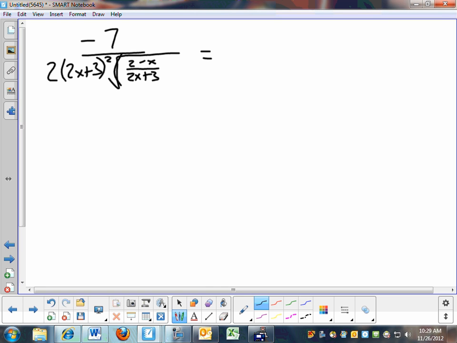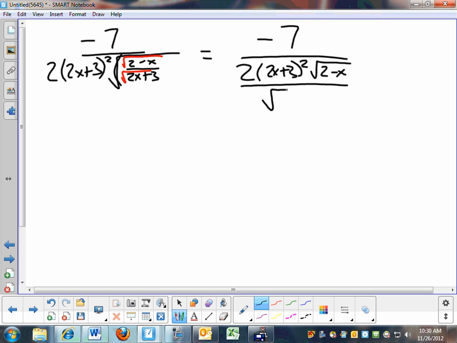Okay, so I'll show you how this really isn't that bad at all, you guys. You recognize that if you have a square root of a fraction, you're going to have the square root of the top as well as the square root of the bottom, correct? So I can rewrite this as follows: negative 7 over 2 times (2x plus 3) squared times the square root of 2 minus x over the square root of 2x plus 3. Yes?